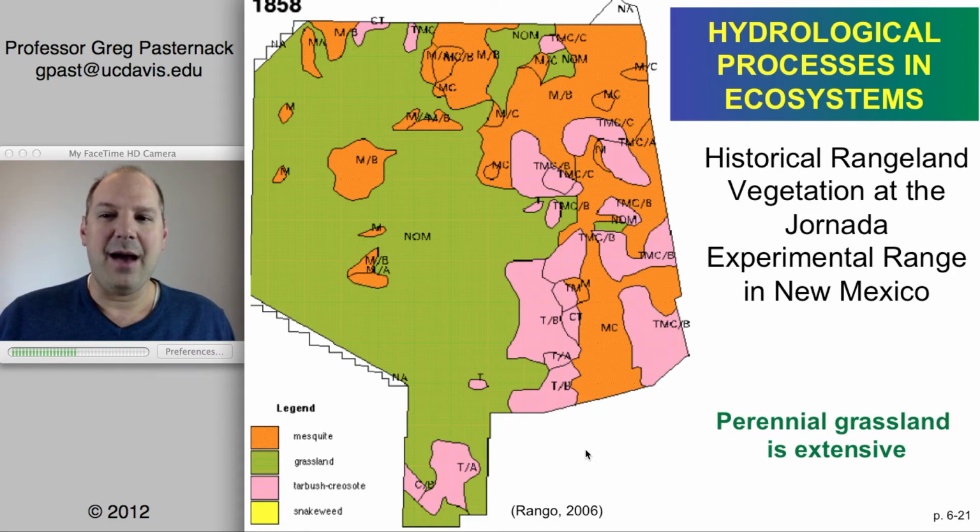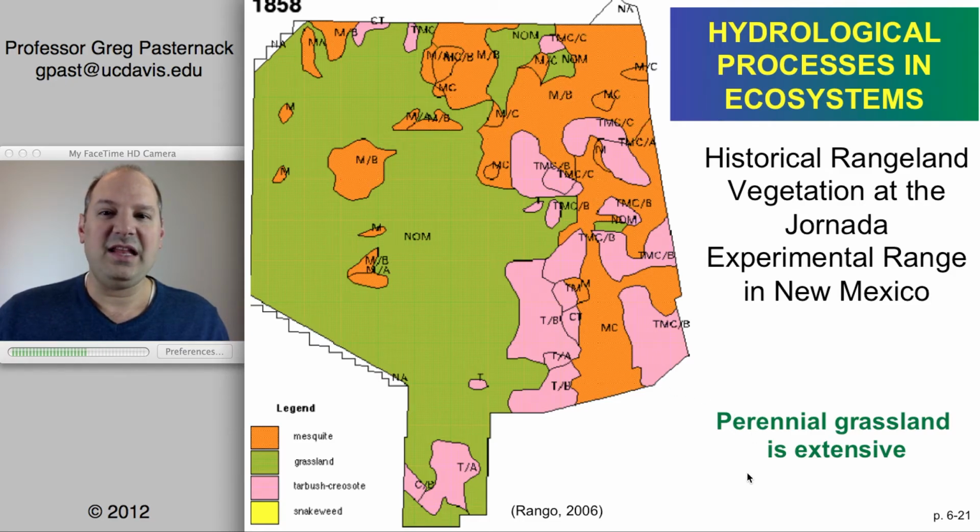Here is a map that illustrates what conditions were like historically. So in the upper left of the slide, it says 1858 is the year, and this historical map shows that more than half of this rangeland area, which is in the Jornada Experimental Range in New Mexico, more than half of it was grassland, which is indicated by green. You can see that there are sizable patches of mesquite and then tar bush with creosote mixed in, but there is a substantial contiguous patch of grassland.